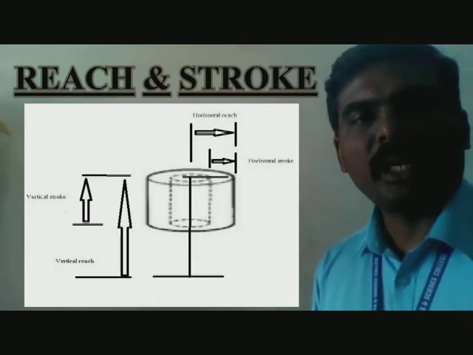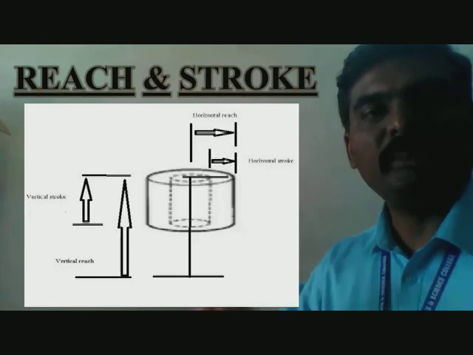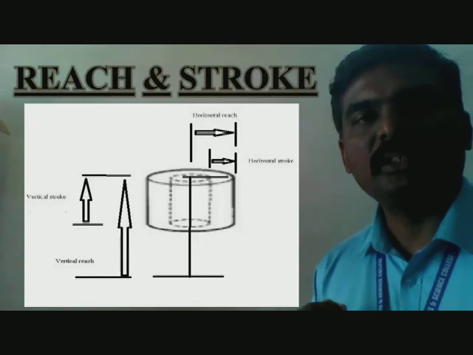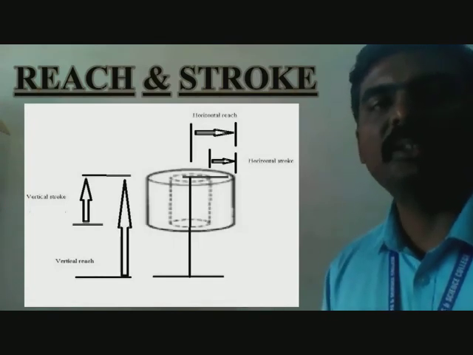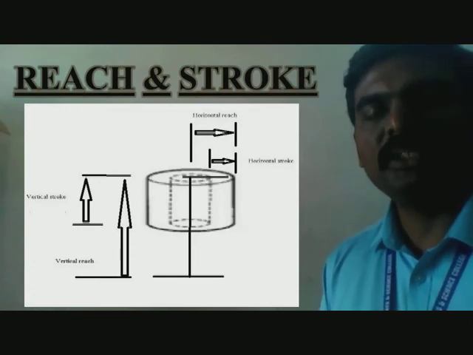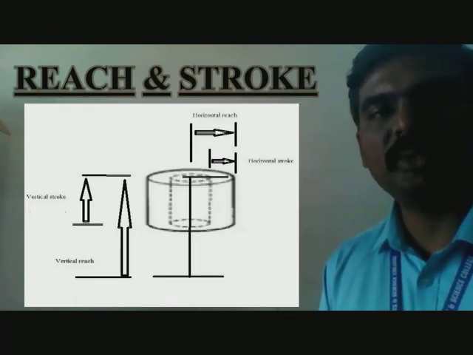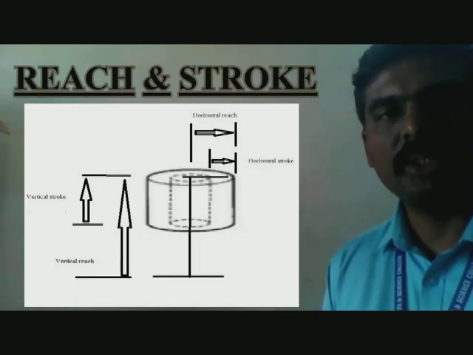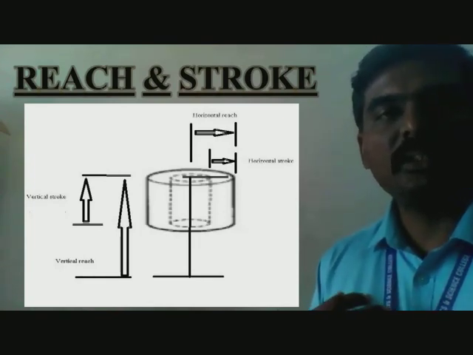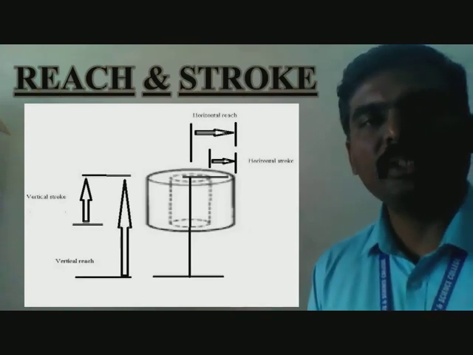Similarly, in the upward direction, from the base or bottom to the maximum height it can reach is called vertical reach, and the minimum point it can go downwards, or the distance between that point and the maximum point, is called the vertical stroke. The stroke is always less than reach. You can see the work envelope of a cylindrical robot.